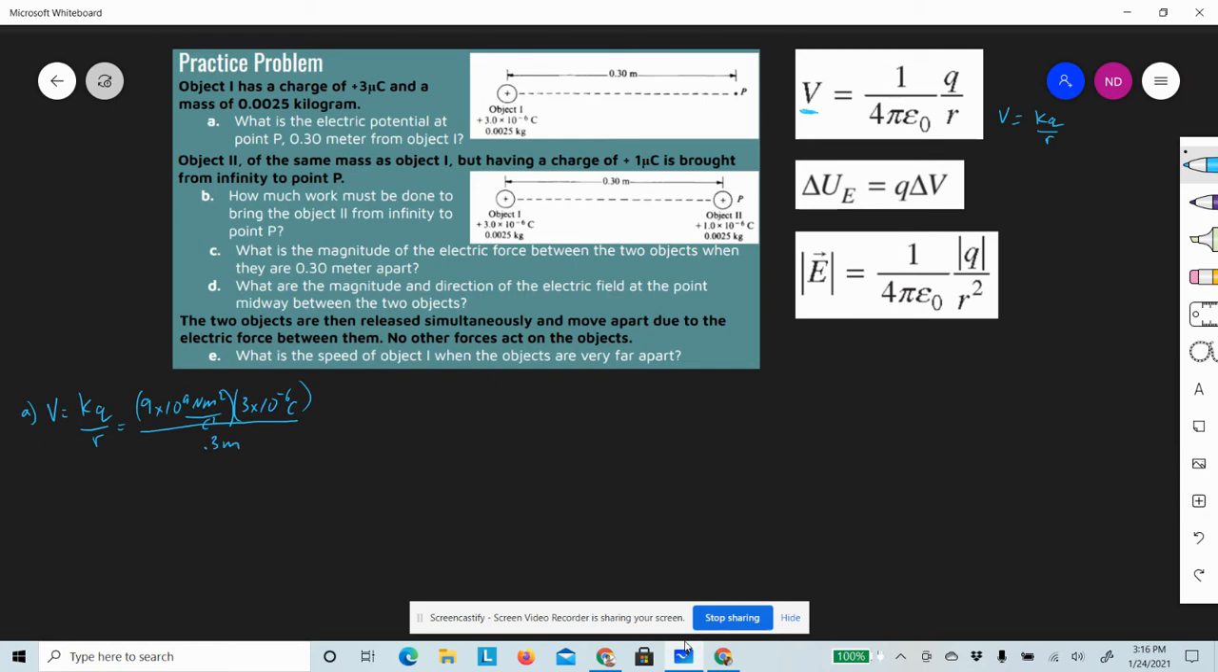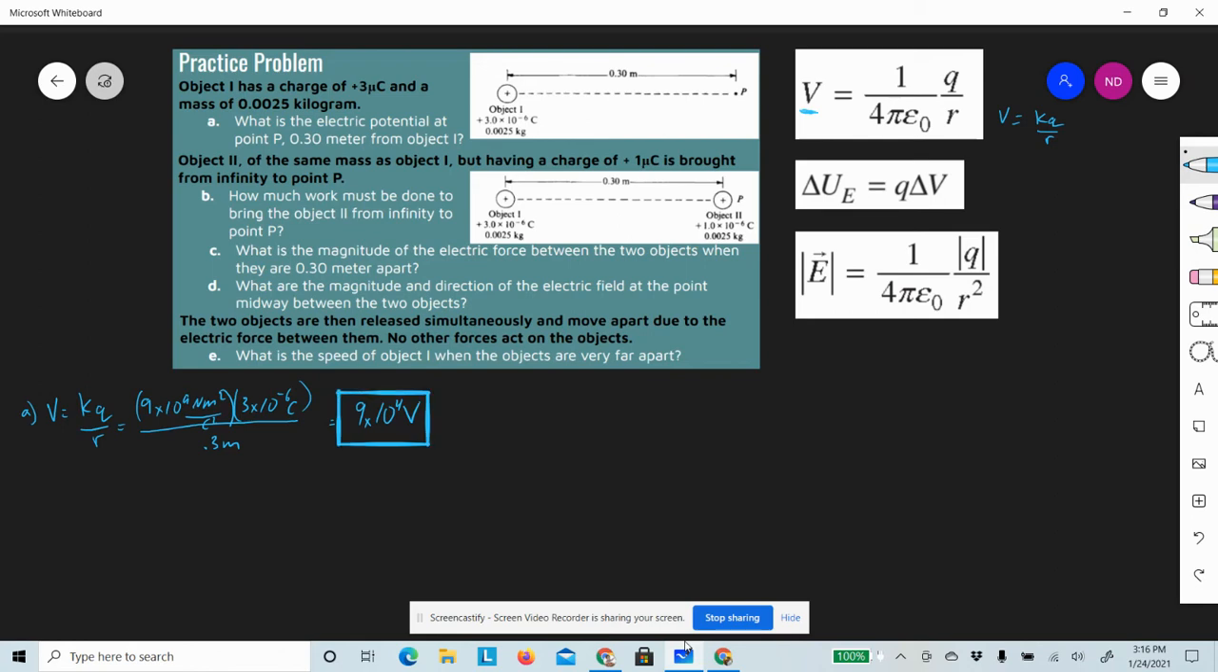Not squared. Important to recognize it's not squared. So you do some arithmetic. All right. 9 times 3 E minus 6, divided by 0.3. Now we get 90,000 volts. 9 times 10 to the 4 volts.